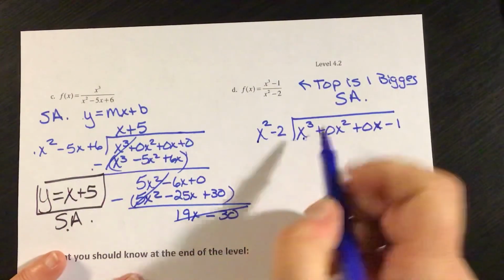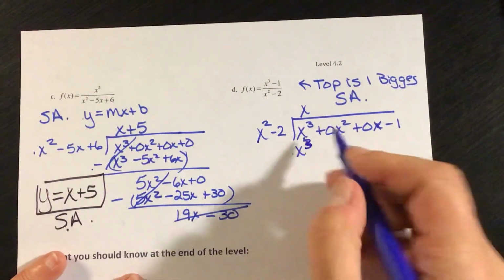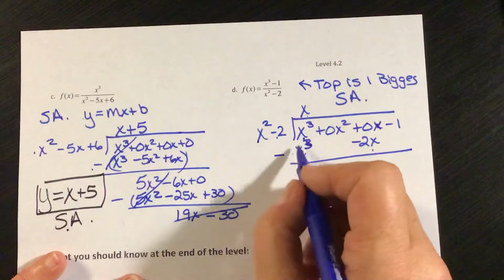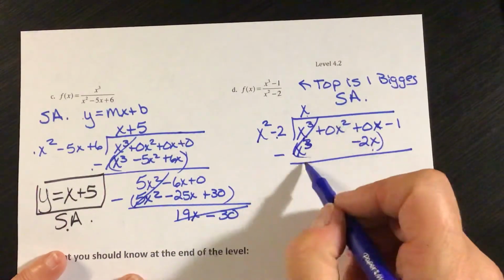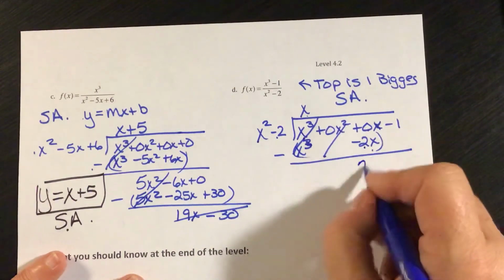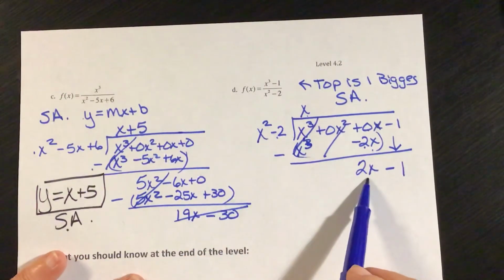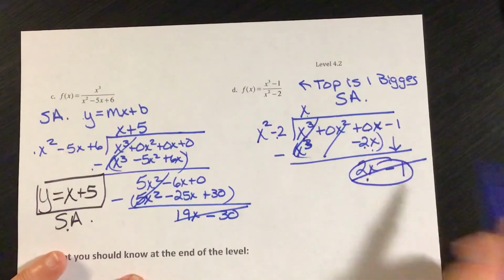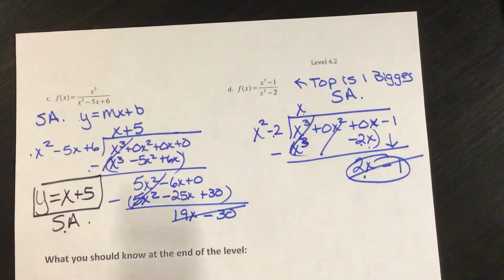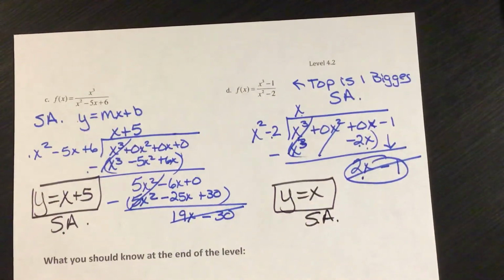X squared goes into x to the third x times. This is x squared, this is x to the third minus 2x. And again, I'm going to line up my like terms. So that cancels, there's no x squares. So 0 minus negative 2 is 2x, and I can bring down the minus 1. And x squared does not go into 2x, so this is my remainder. That doesn't matter. So my slant asymptote is the equation y equals x. And again, slant asymptote.